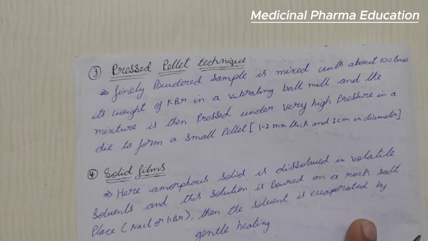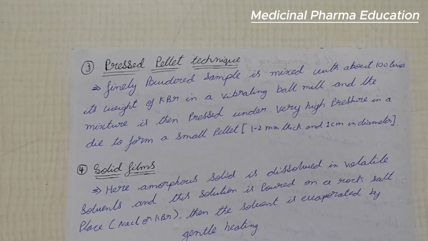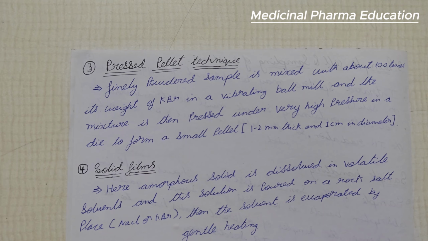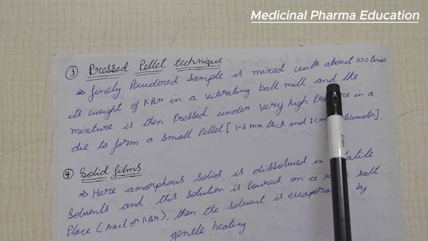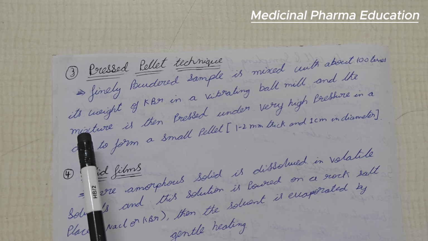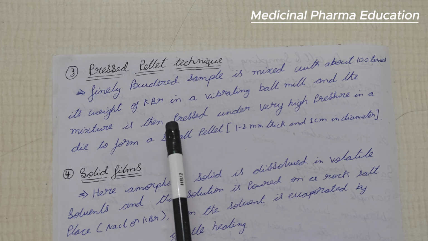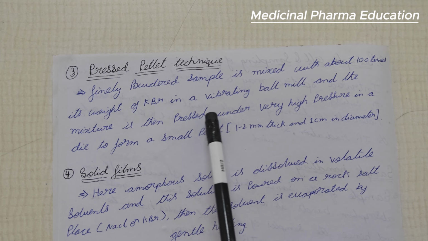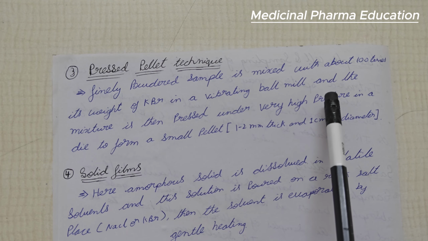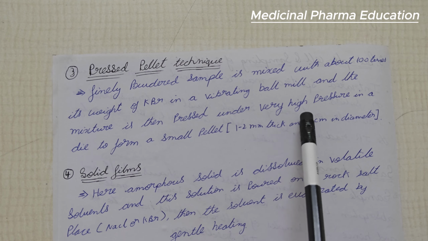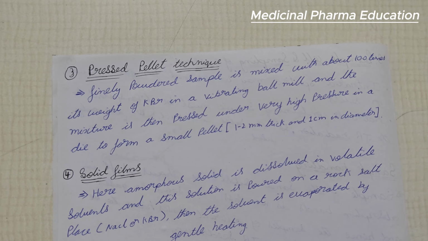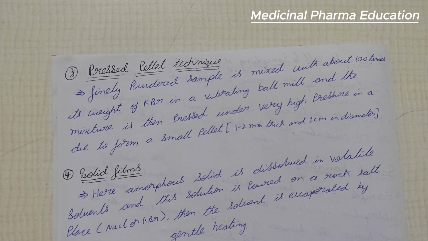Next, we are going through the pressed pellet technique. As the name suggests, here pellets are formed. The powdered sample is mixed with about 100 times its weight of potassium bromide in a vibrating ball mill, and the mixture is then pressed under very high pressure in a die to form small pellets. Here the pellets are formed and transferred to the spectrometer.